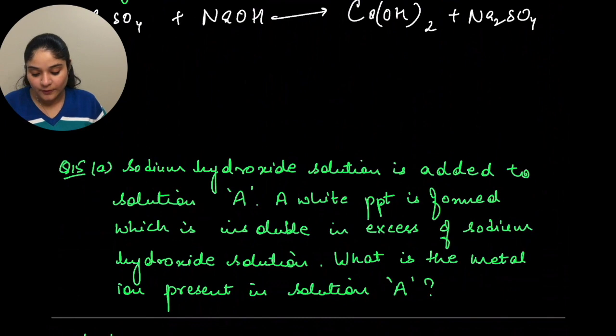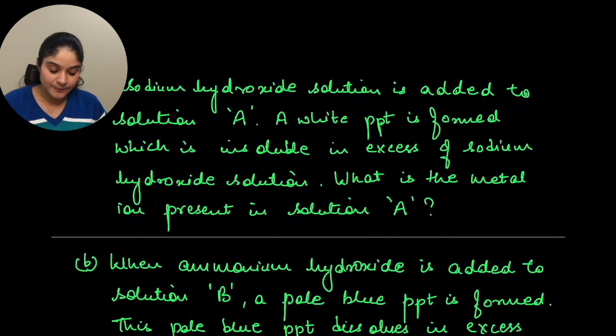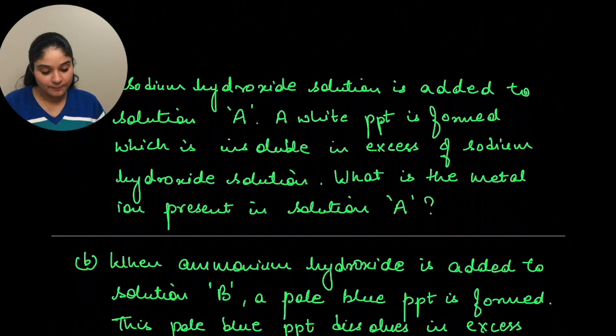Let's move to question number 15. Sodium hydroxide solution is added to solution A. A white PPT is formed which is insoluble in excess of sodium hydroxide solution. What is the metal ion present in solution A? So that will be calcium, because in calcium you get a white PPT which is insoluble in excess of sodium hydroxide. So that is calcium.